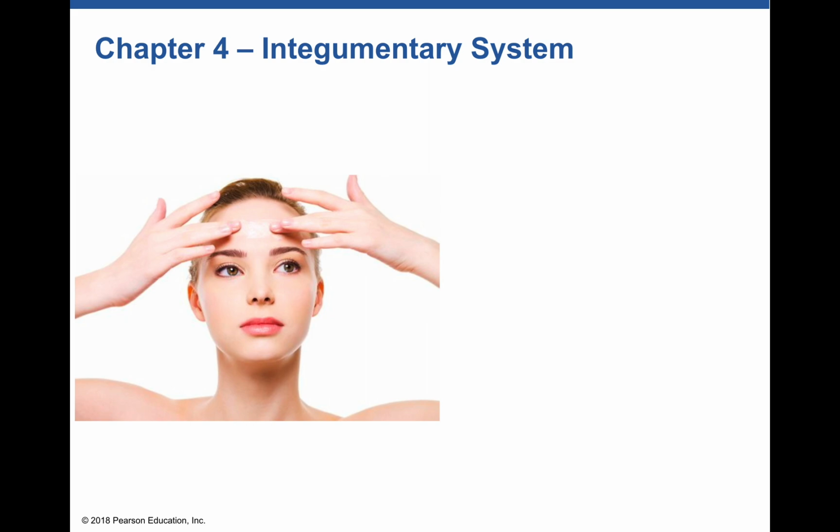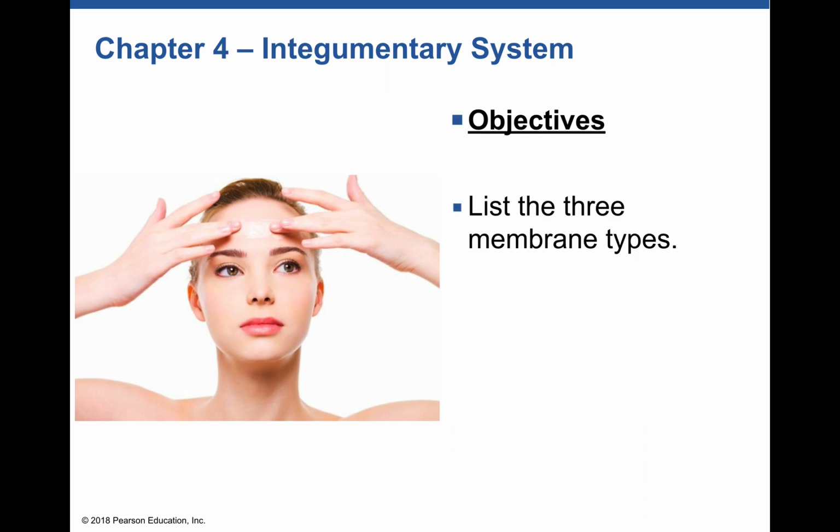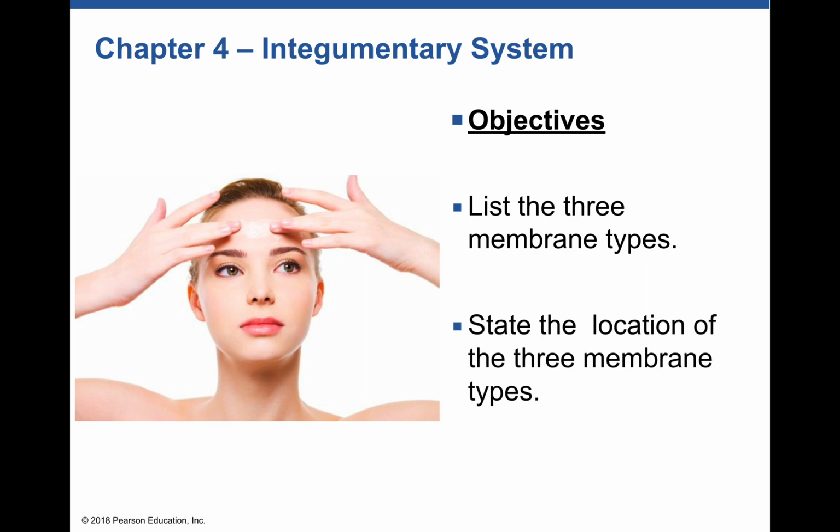The integumentary system is your skin, and for this first section, there are a couple of objectives that I want you to be aware of and to think about. What we want to be able to do here is list the three membrane types that are part of the integumentary system and the location of those three membranes. So let's jump right in.